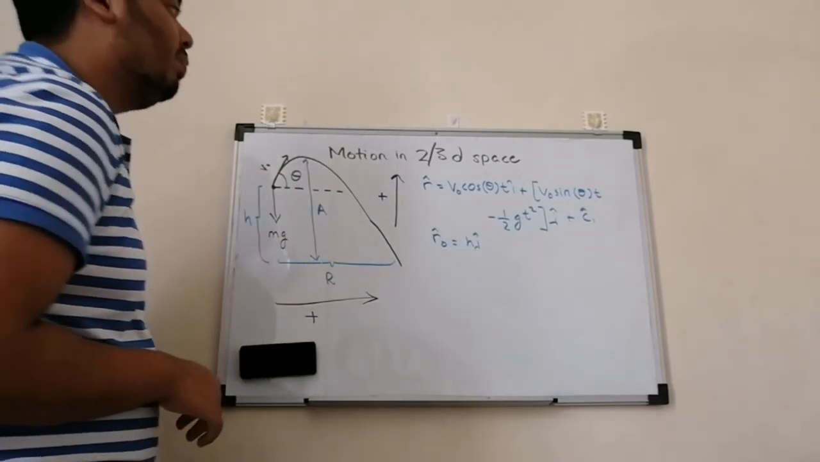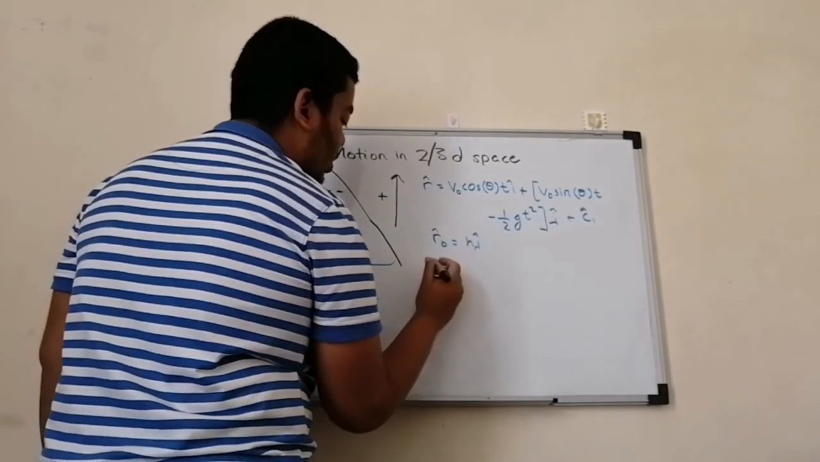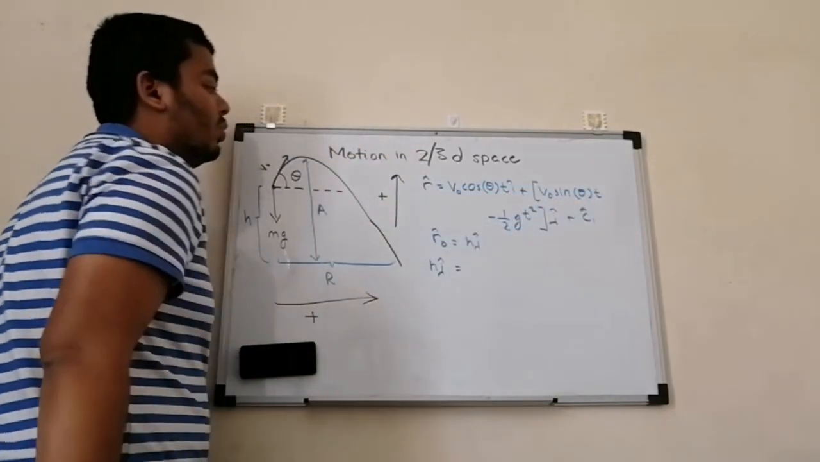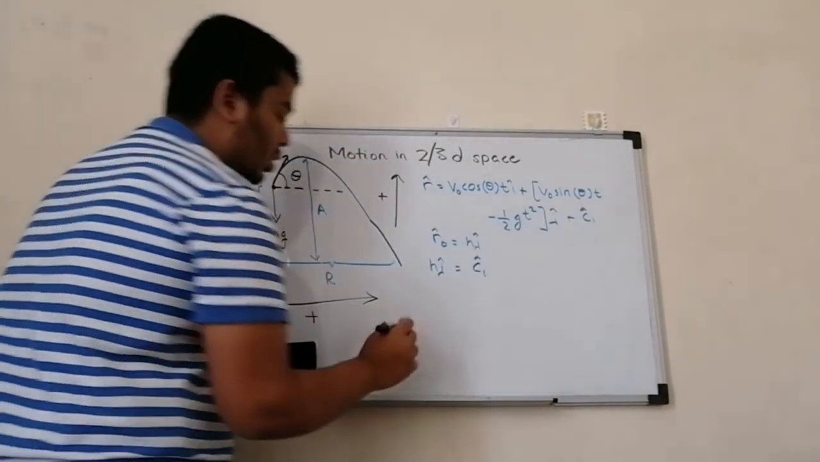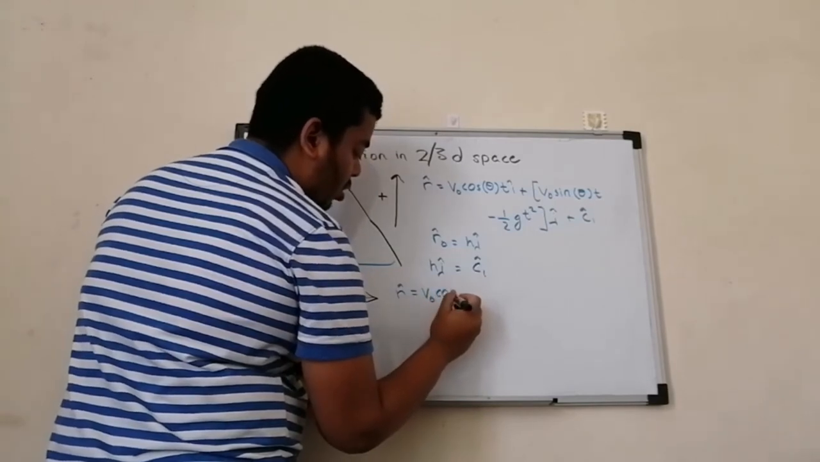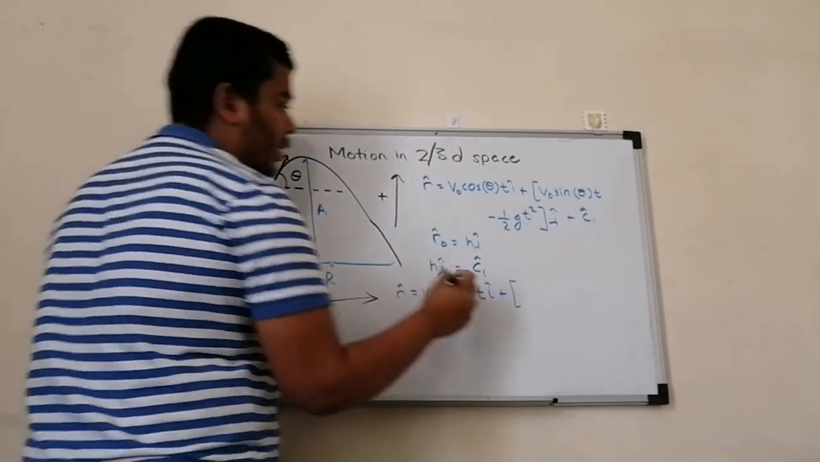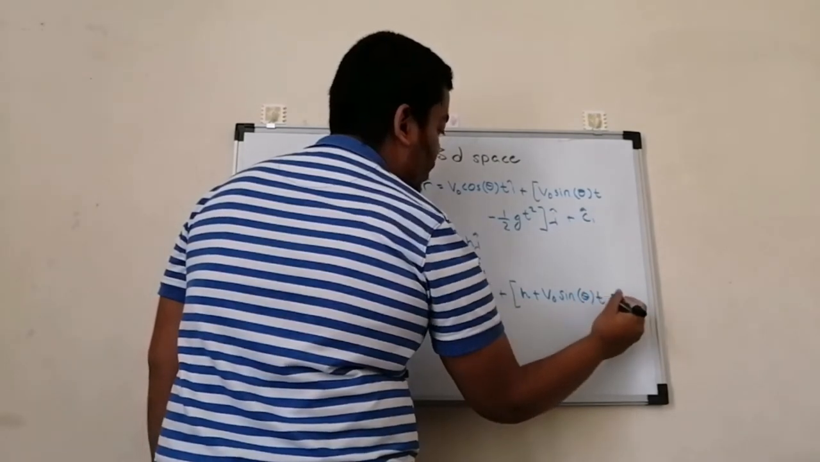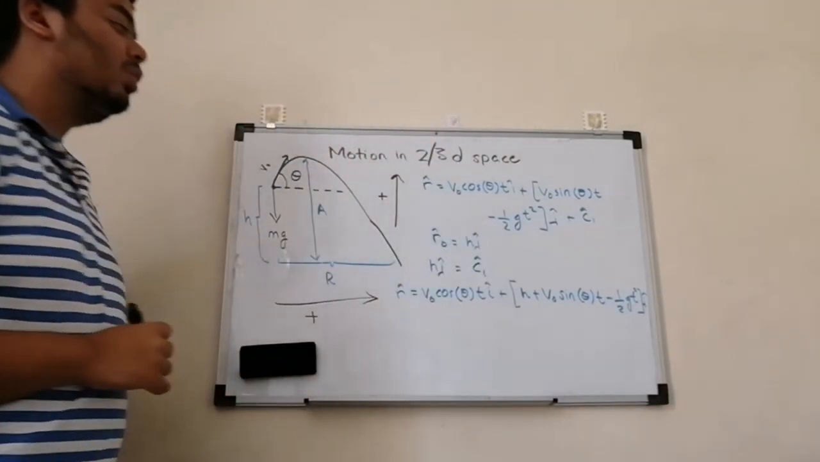So now let's replace everything there. When we replace t equal to 0 there, with r naught as hj, we'll have hj is equal to, this will go to 0 because t is equal to 0, this will be 0 because t is equal to 0, this will be 0 because t is equal to 0, and then c1 will be left, so c1 is equal to hj. So the position vector r can be written as v naught cos theta t i plus h plus v naught sine theta t minus 1 upon 2 gt square, and that's the j component, okay? So this is the new position vector.